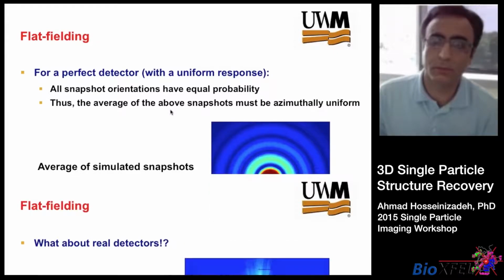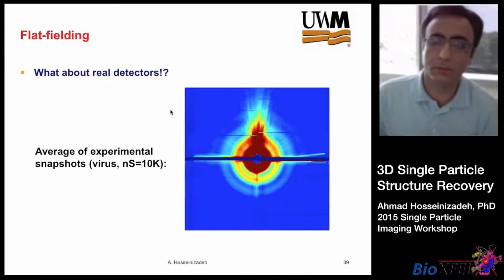So all snapshots in the perfect case have equal probability from the orientation point of view, and also the average of the snapshots should be azimuthally uniform, like here. This is noise free, just perfect simulation data. But in the case of the experiment, if we do the average, what we get is just this. We don't see any perfect ring, any azimuthal symmetry here. You can see this stuff here, these dark ones here, and so on. So we have to somehow convert this to the previous slide.